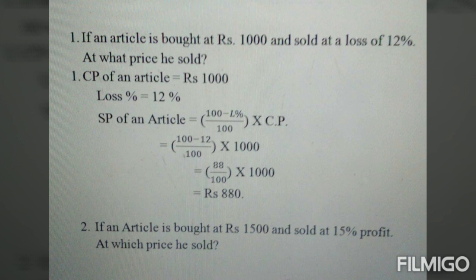So I'm giving you one more question. If an article is bought at rupees 1500 and sold at 15% profit, at what price is it sold? Similarly, you can do it with the same formula of the SP. Here the profit is given, earlier there was a loss. Now let's proceed with the next question.